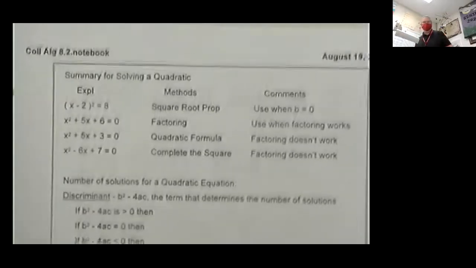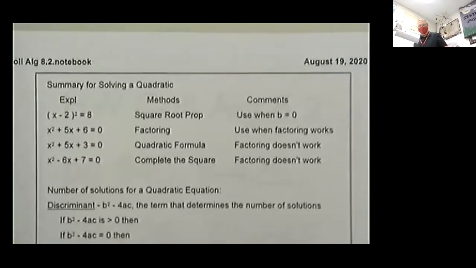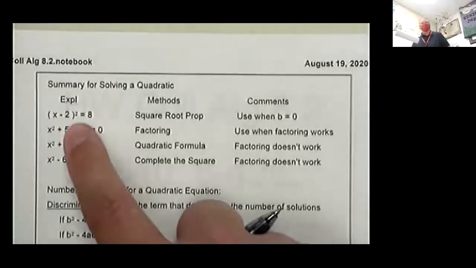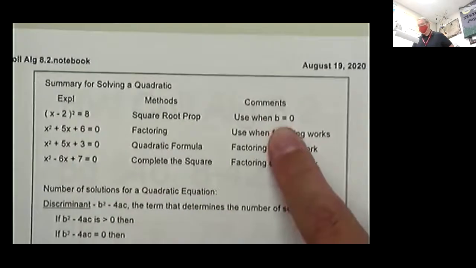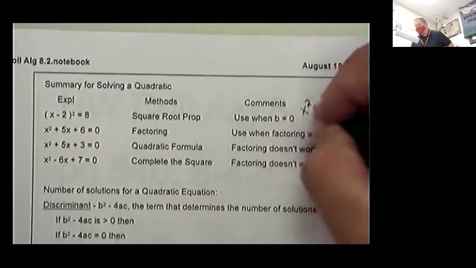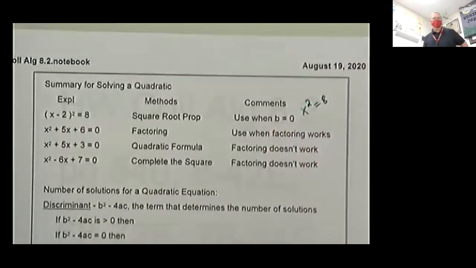All right, so let's look at a summary. We have 4 methods then to solve a quadratic. We can use the square root method. If we have a value squared, we can square root both sides. It's best to use that when there is no b. If there's no b squared, so like x squared equals 8, right? We can square root both sides.